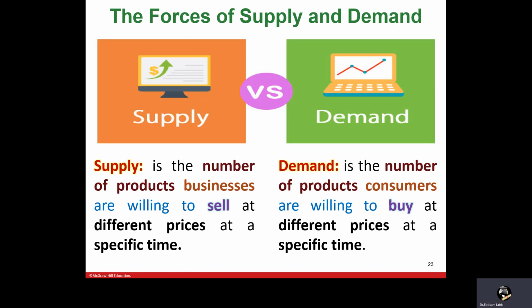Let's differentiate between supply and demand. The supply is the number of products businesses are willing to sell at different prices at specific times. So when I say supply, it means how many products the businesses are willing to produce and sell at different prices and specific times. On the other hand, who will demand the product? It will be the consumers. So the demand is the number of products that the consumers are willing to buy at different prices at a specific time.